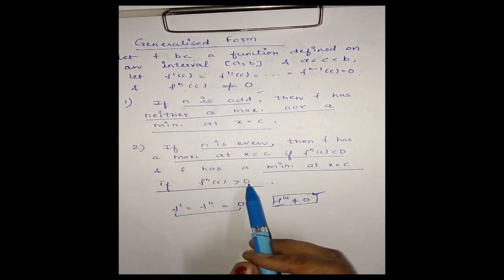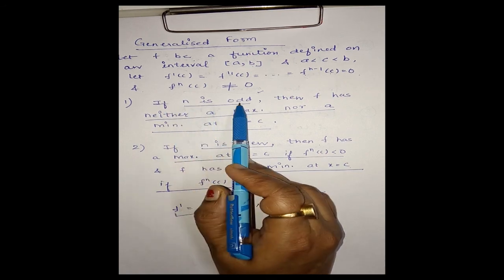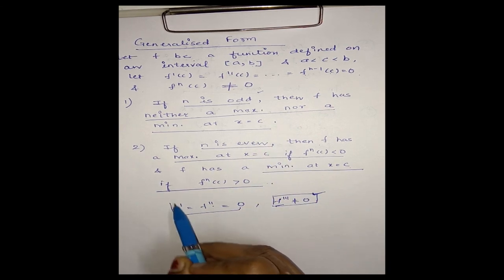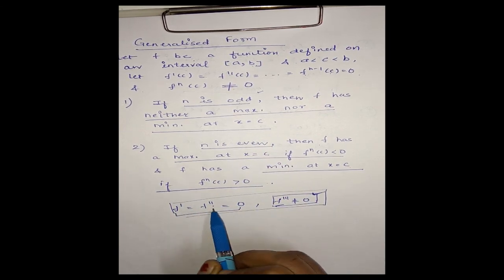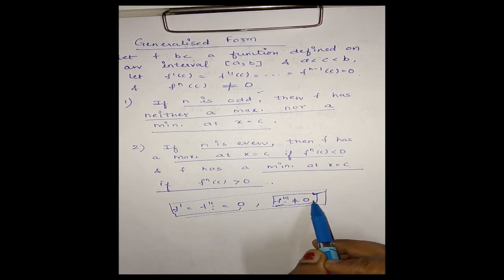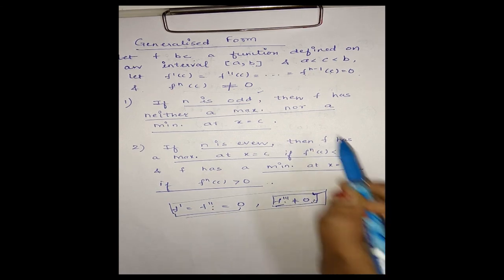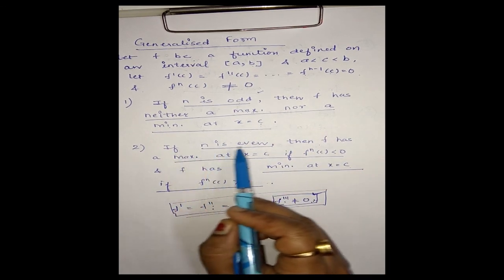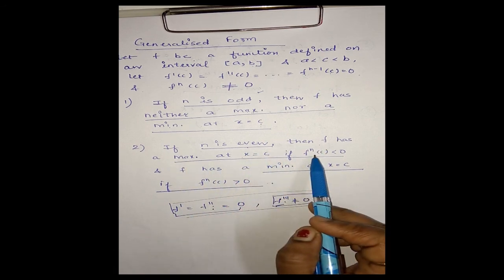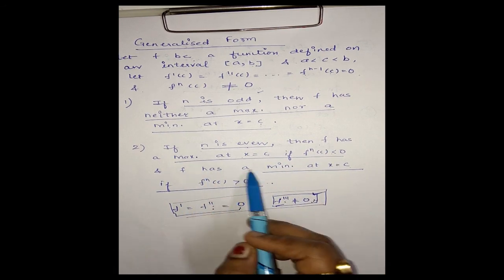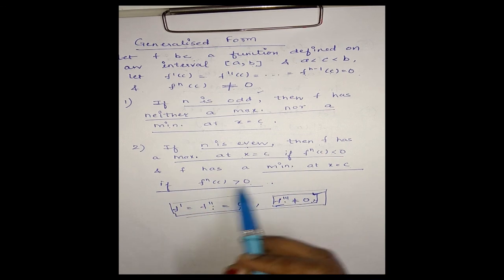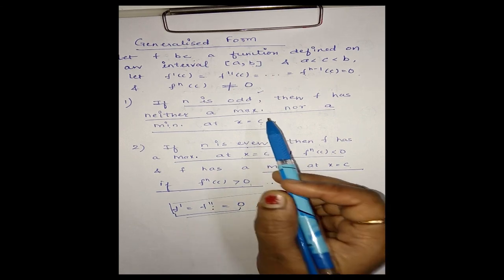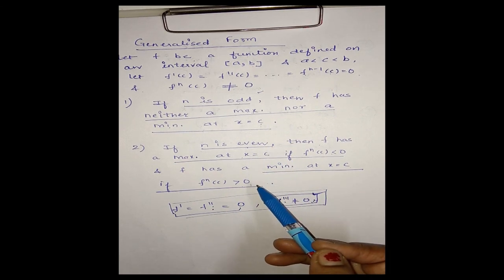But the generalized statement for the second derivative test is: if n is odd, then f has neither a maximum nor a minimum at x equal to c. Means if f dash is 0, f double dash is 0, but f triple dash is not equal to 0, then we can definitely say f has neither a maximum nor a minimum at x equal to c. But if n is even, then f has a maximum if f^n(c) is less than 0, and f has a minimum at x equal to c if f^n(c) is greater than 0. This is the generalized form of the second derivative test. Clear?